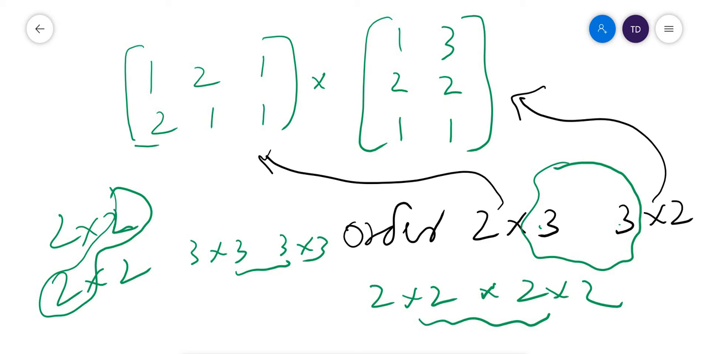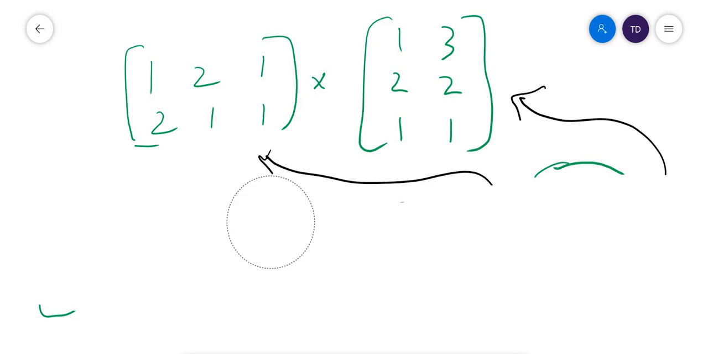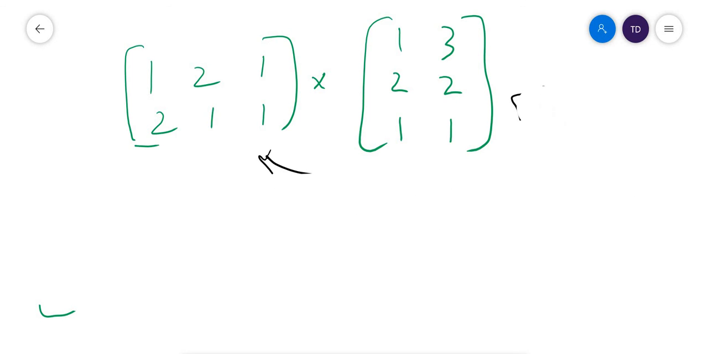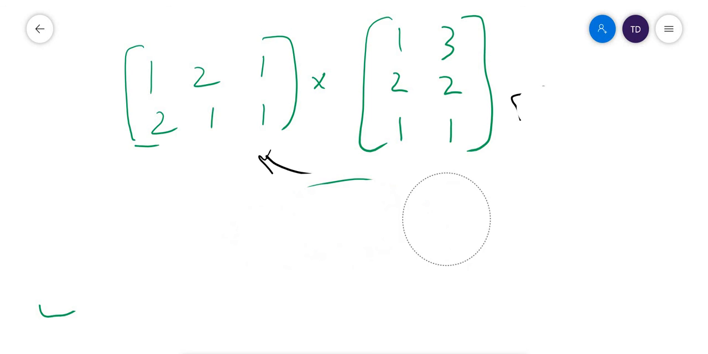That means you cannot multiply a 2 by 3 matrix into, for example, again a 2 by 3 matrix, because these two are different. See, this is 3 and this is 2. So that's very important. That is the order of the matrix, and that is the process you follow in multiplication. Now I will multiply this.